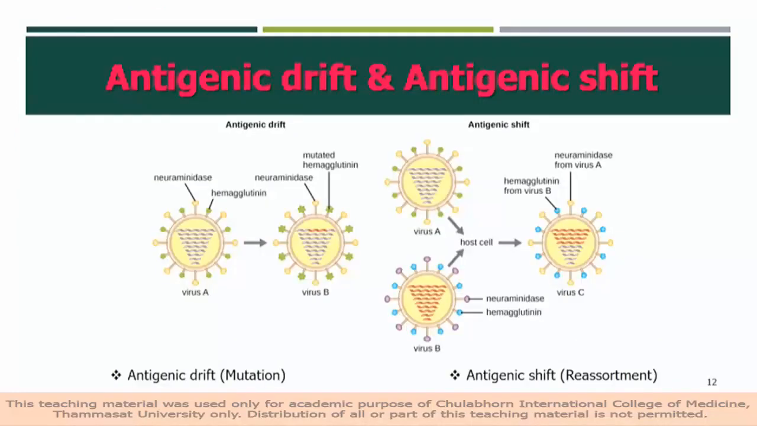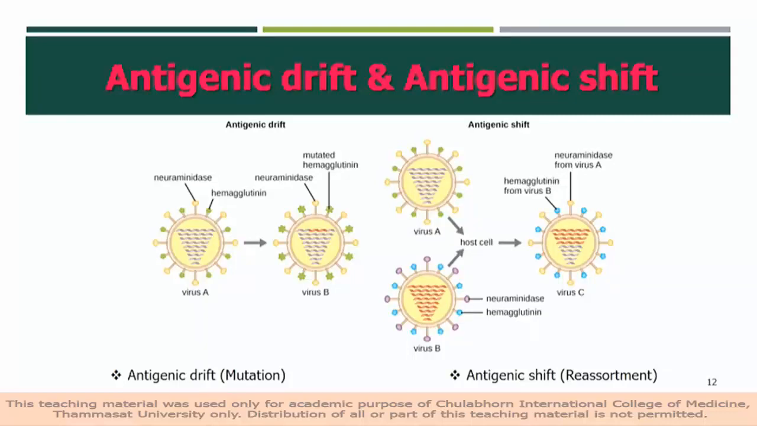During viral replication in the cells, some mutations occur spontaneously because the RNA polymerase of the virus does not have proofreading activity. The spontaneous mutation that occurs is called antigenic drift, and this can cause changes in the neuraminidase or hemagglutinin proteins of the virus and cause a new mutant virus.